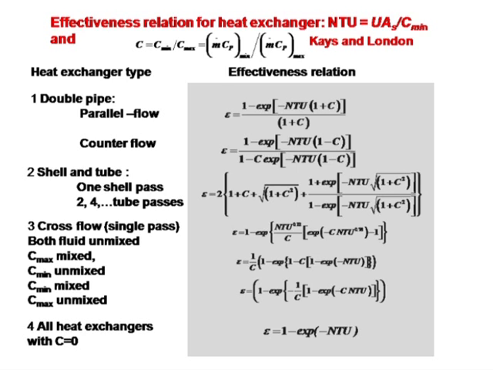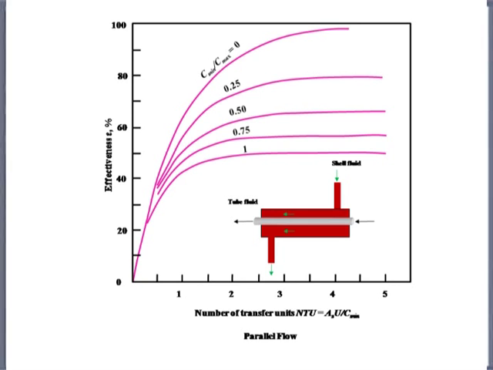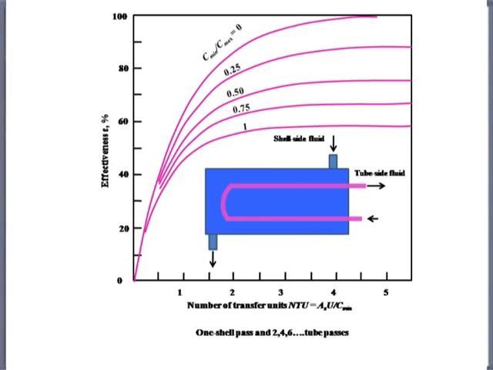You use what you want depending on what is known. If you know NTU and CC, use this to get effectiveness. If you know the effectiveness, which is possible, you use the other formula to get the NTU. However, whatever be it, these are essentially the same. And these are tabulated in the form of graphs for us.